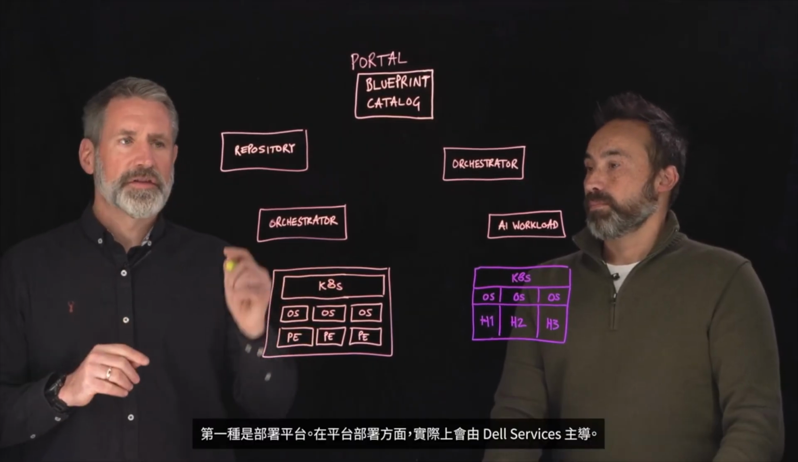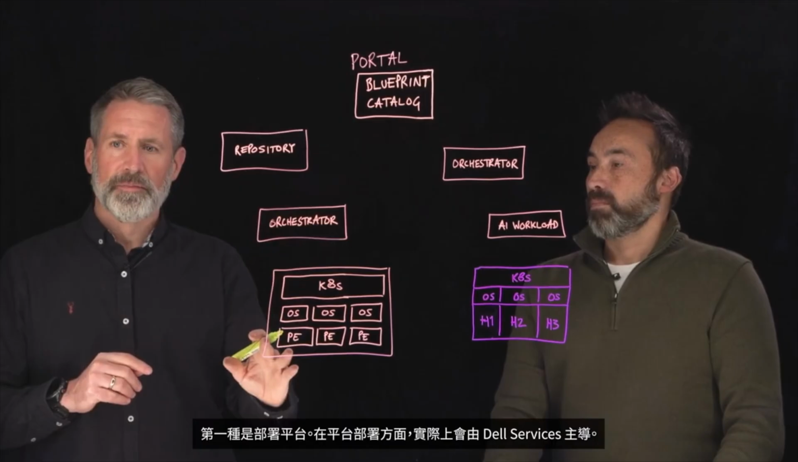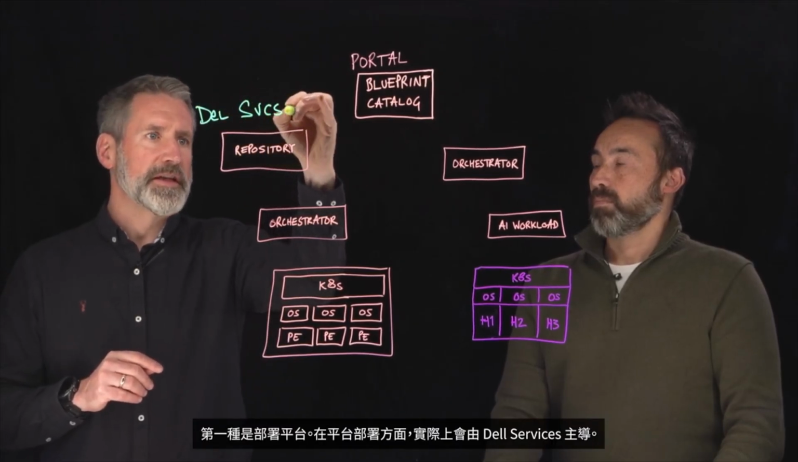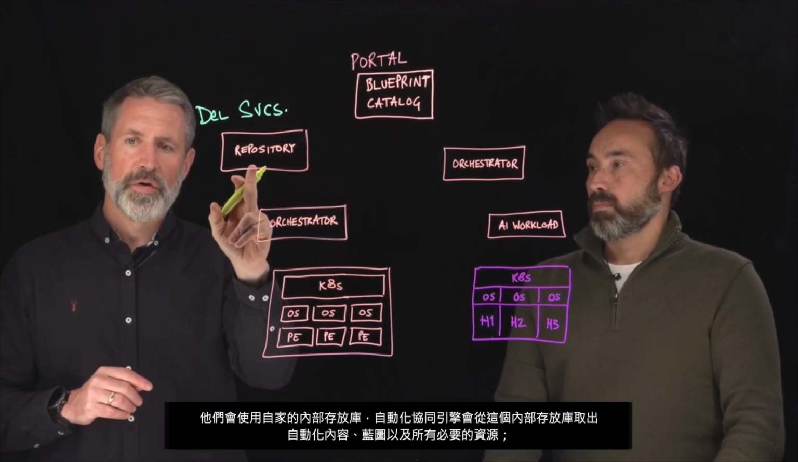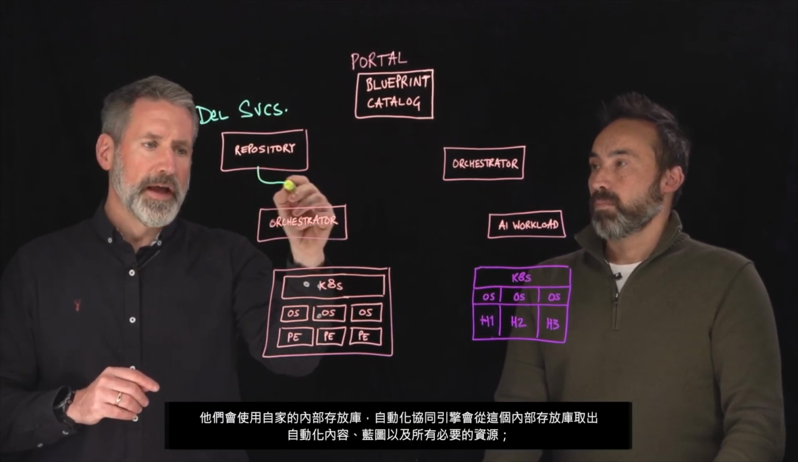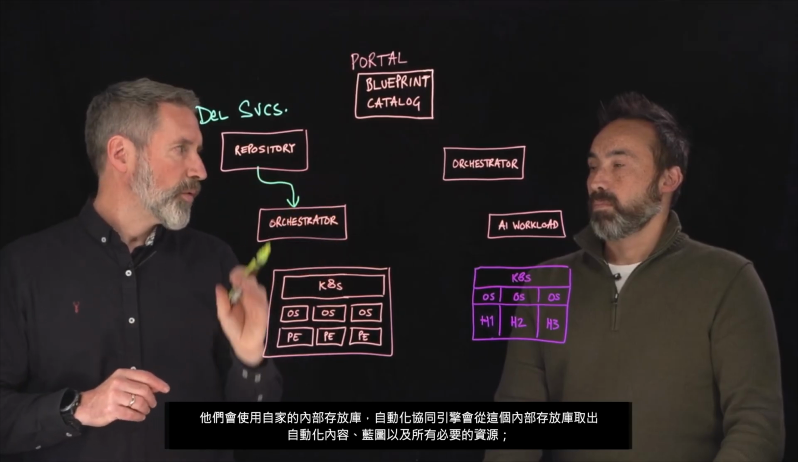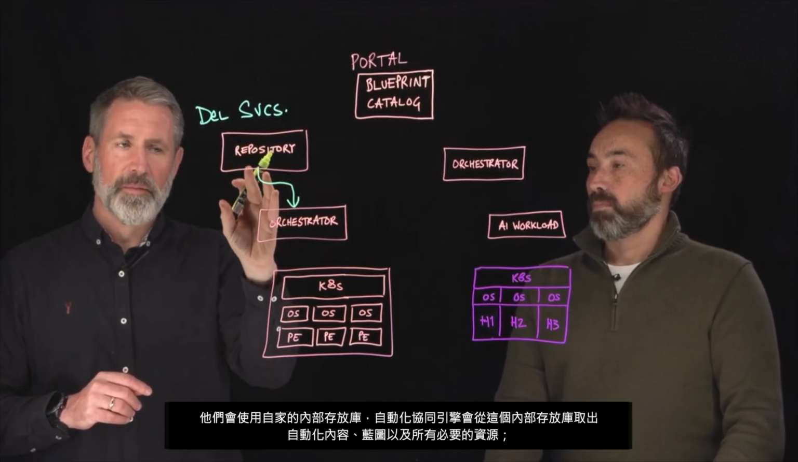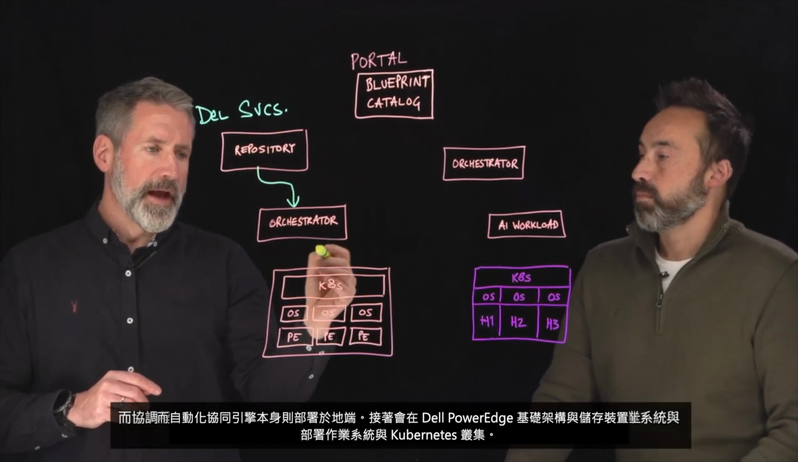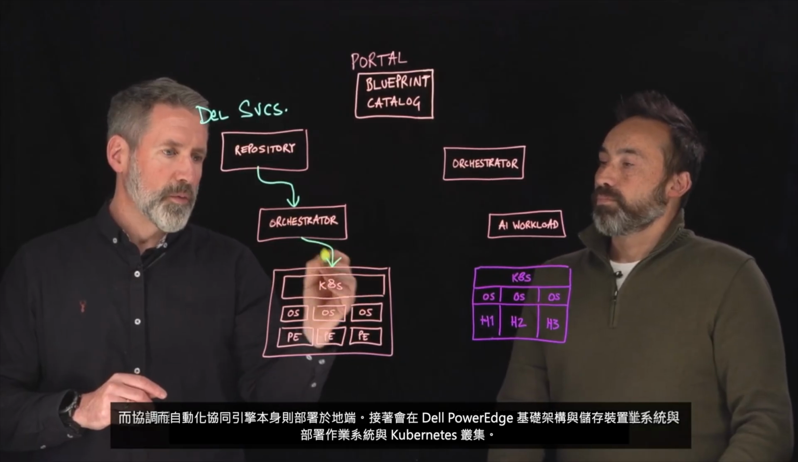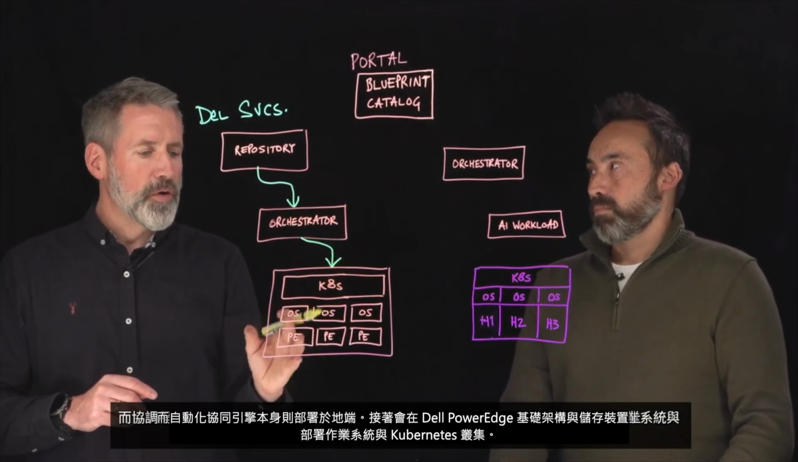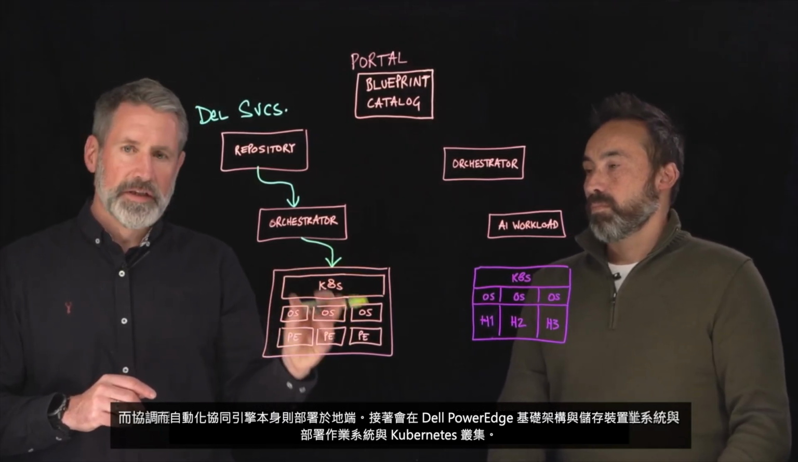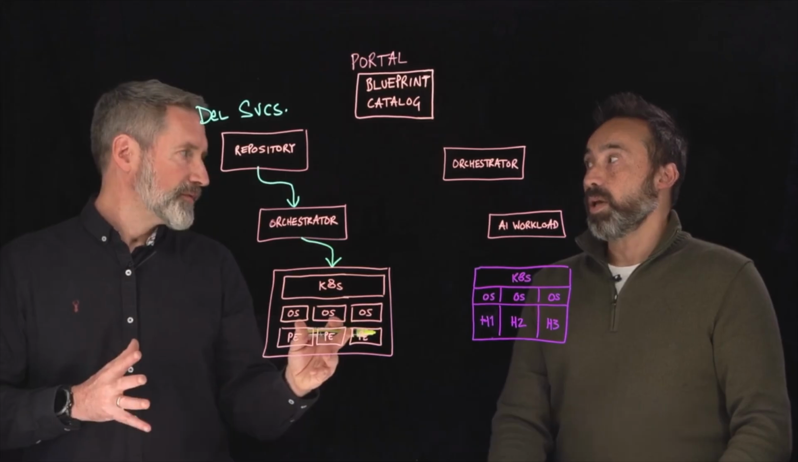Okay. The first is deploying the platform. For deploying the platform, it's actually going to be Dell Services that takes the lead here. They're going to use their own internal repo, and the orchestrator will pull the automation, the blueprints, everything that's needed from this internal repo. And the orchestrator, which is going to be deployed on-prem, will deploy the operating system and the Kubernetes cluster on top of the Dell PowerEdge infrastructure and storage.